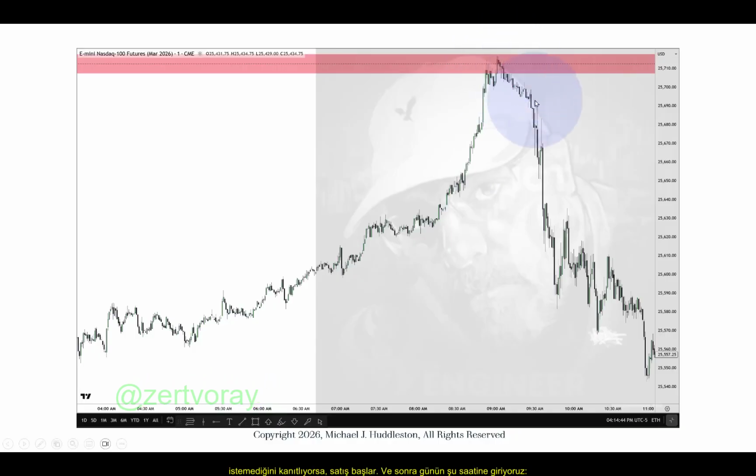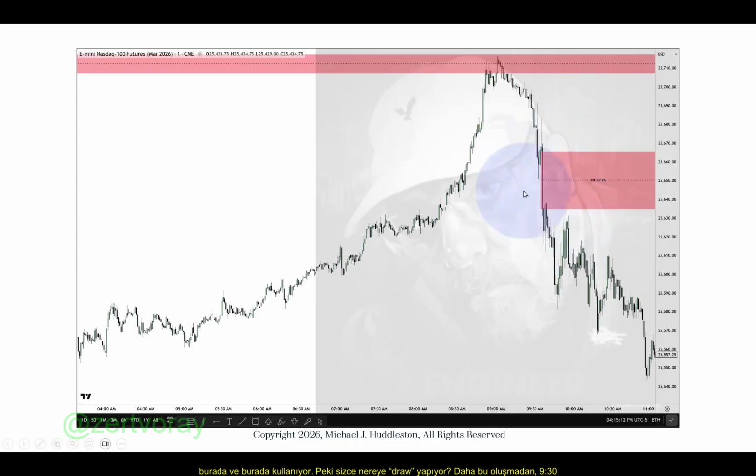If it's running quickly up to that level and it proves to you it doesn't want to stay there, it starts to sell off. And then we're entering the time of day when we're looking for the opening range, 9:30 in the morning Eastern time to 10 o'clock. We're looking for that first presented fair value gap. That's that right there. Now, right away, you can see it's using it here and here. And where do you think it's drawing to?